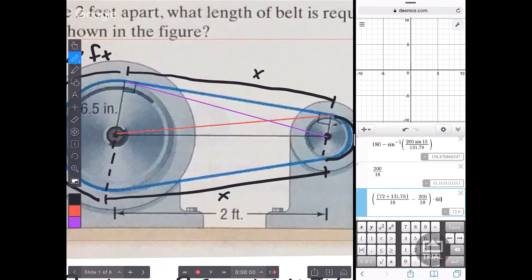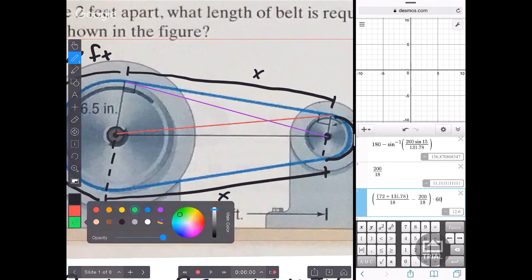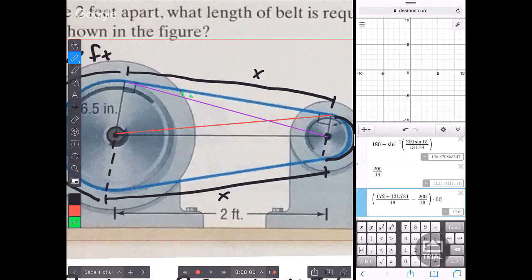And I'm going to start naming these angles. I'm going to name my angles in green, and I'm going to say angle 1, angle 2, angle 3, and angle 4, and angle 5, and angle 6, and angle 7, and angle 8.